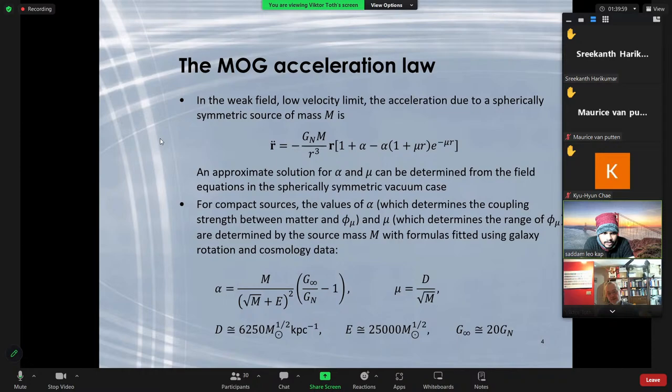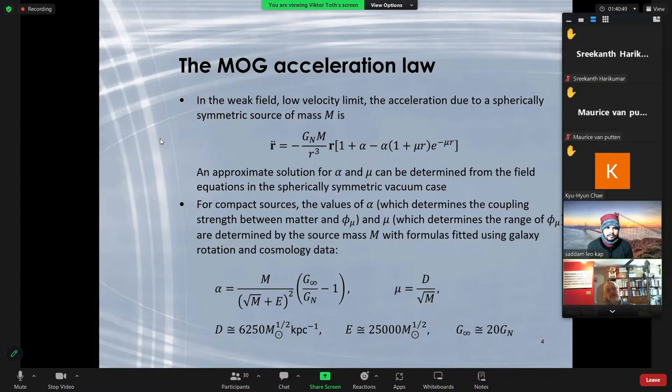Kyu-Hyun Chae wants to ask something. Okay, so the relativistic MOND is considered to be a phenomenological model. I would like to ask you first, what's your view of your model, or what level of fundamental theory do you think it is? And in relation to that, can you somehow modify this model to make it agree with the wide binary results? I mean, my wide binary results.